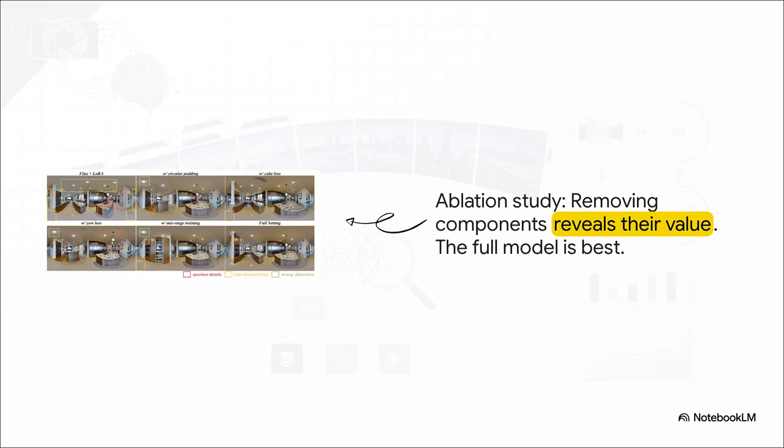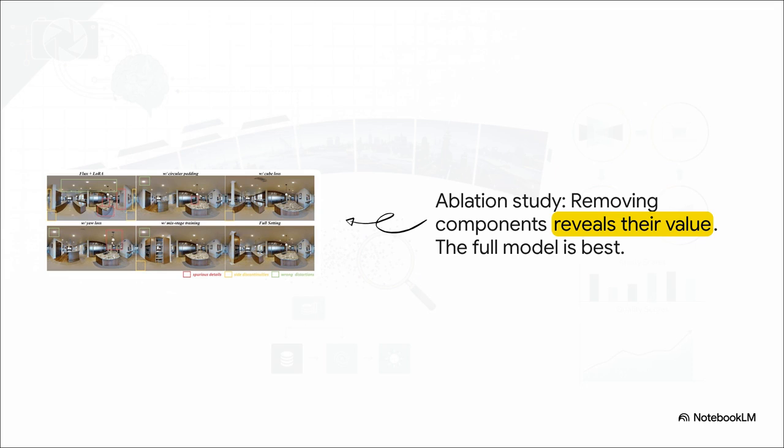study. This is where the scientists take their beautiful new model and they start systematically pulling out pieces to see what breaks. It's how you prove that every single component you added is actually doing important work. So top left is the baseline model with none of their tricks. It's a mess. You've got discontinuities, weird distortions, all sorts of problems. Then they add their ideas one by one.